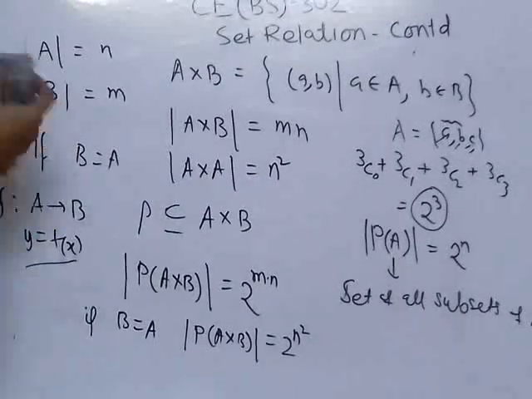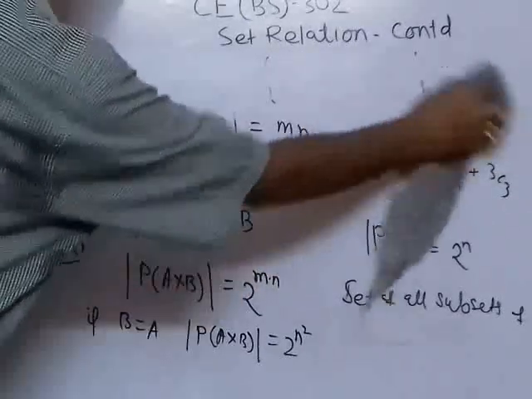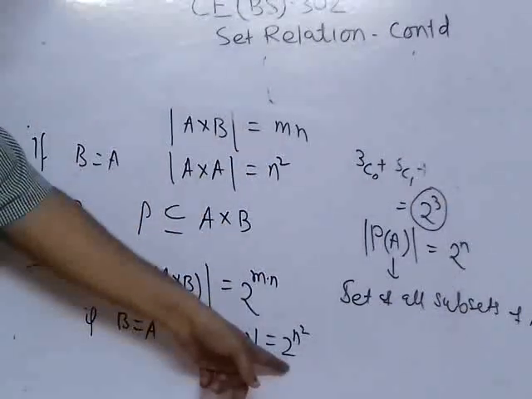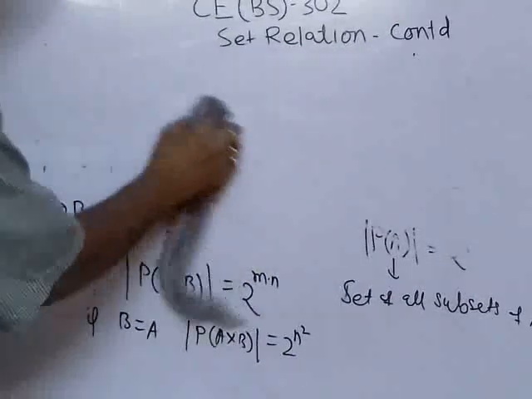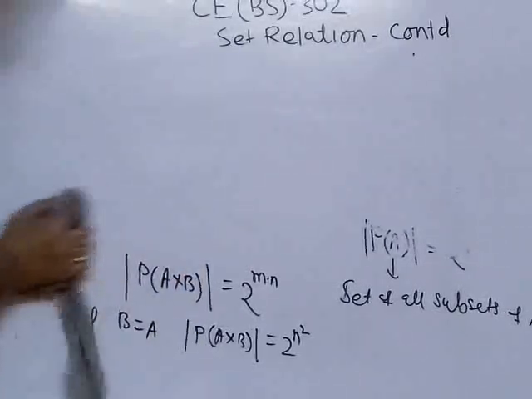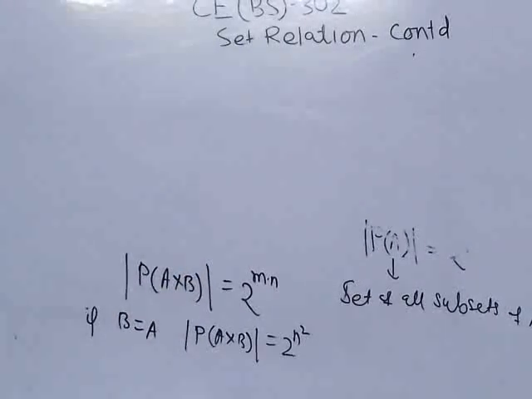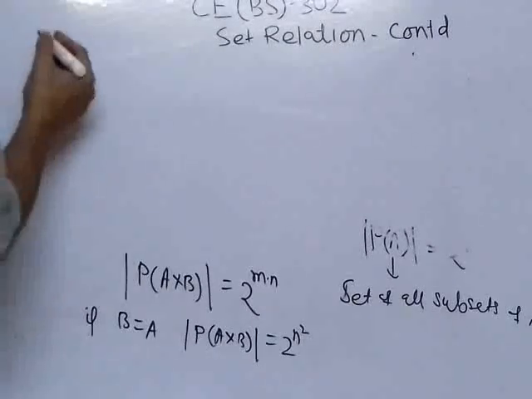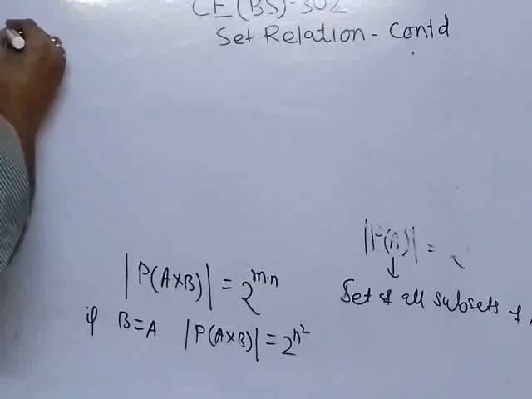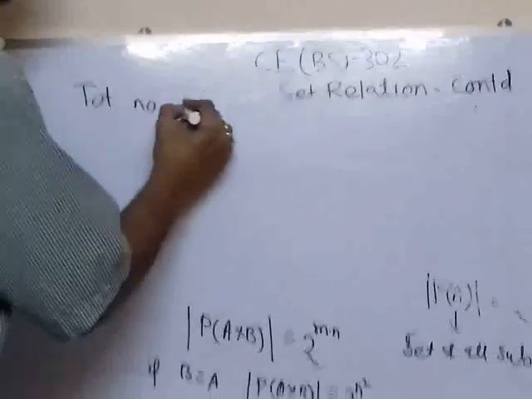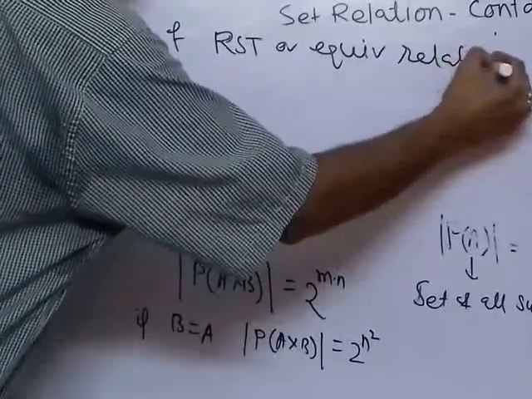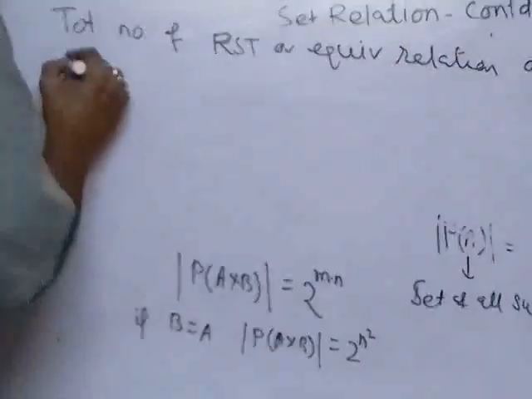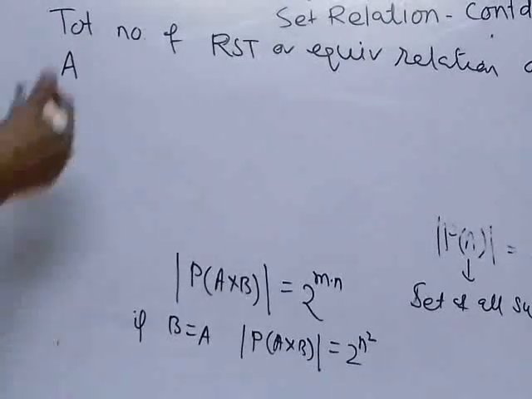And finally, we will derive one expression for the total number of equivalence relations. It is the total number of relations possible out of this set A and B, and how many of them will be equivalence relations. This also can be found. The detailed rigorous proof is not possible; it is out of the scope of the syllabus, but I can give you the result. The total number of RST or equivalence relations on A.